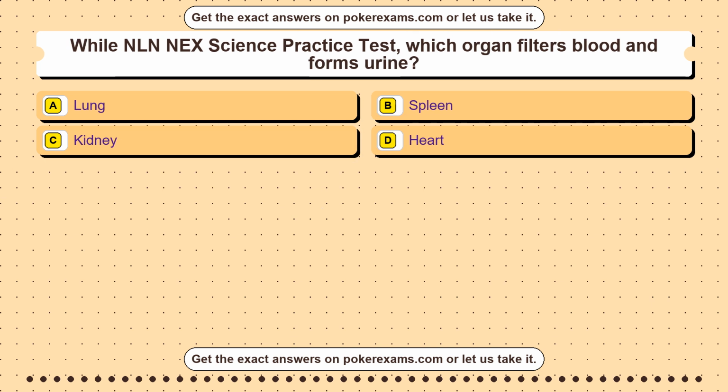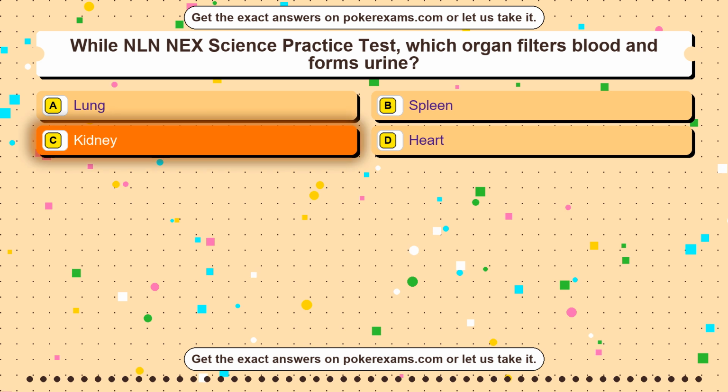Question 7. While GED-RLA practice test, which phrase best describes supply and demand? Option A. How cells divide. Option B. How sentences combine. Option C. How price and quantity interact. Option D. How planets orbit. The correct answer is option C.